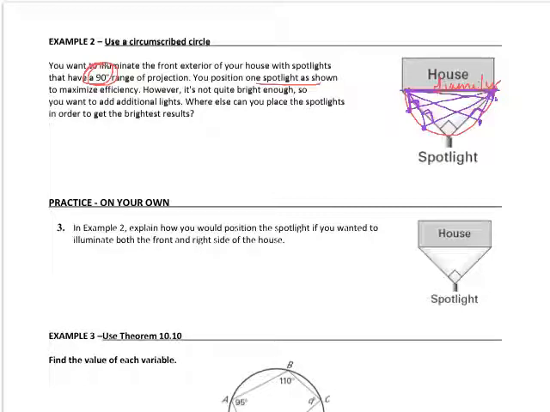Now I'd also like you to practice this one, which is a little bit more challenging because it says in example 2, explain how you would position the spotlight if you wanted to illuminate both the front and right side of the house. So the front and the right side. So I'm going to just suggest that you extend the range over here, and you're probably going to want to draw a semicircle in about like this so that you can add more spotlights over toward the right side of that house. That's just to get you started, but I want you to finish and add some more spotlights to illuminate the front and right side of the house.